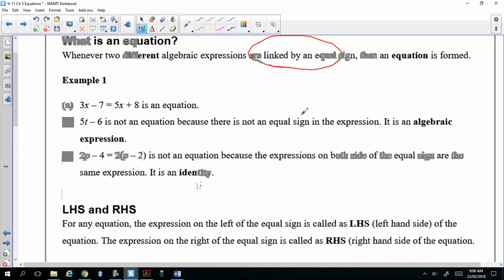So there's some examples of the equation. Two different expressions linked by an equal sign. That's the equation. That doesn't have an equal sign, so we'll say it's an algebraic expression.